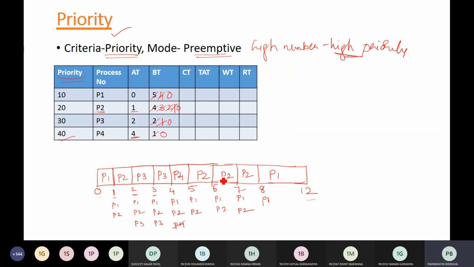Is it clear, everyone? Yes, ma'am. Okay, now let's calculate the completion time. What is the completion time of P1?